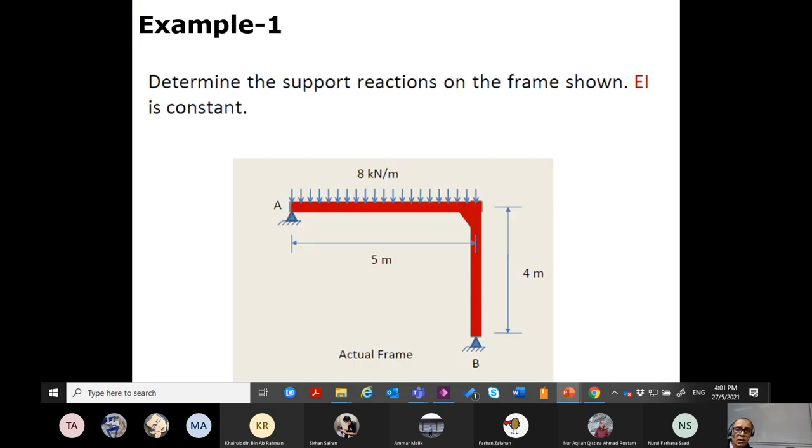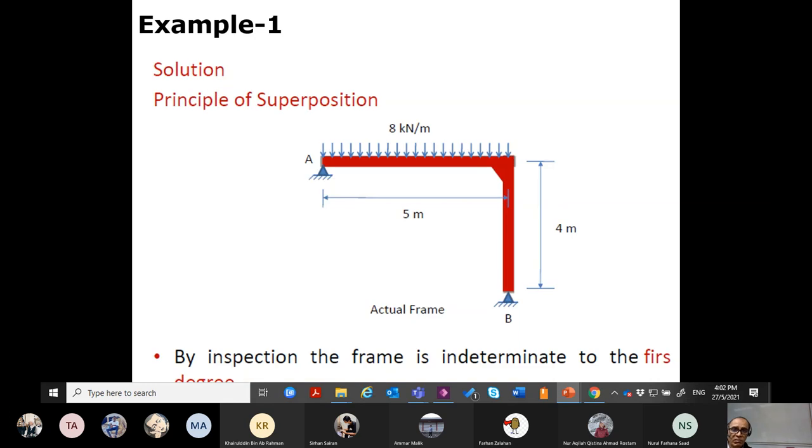In that, it was asked to determine the support reactions A and B on the frame shown, EI is constant. Which is 4 meter, 5 meter, and it is subjected to 8 kilonewton per meter onto the beam, the applied forces onto the beam. So this is the actual frame, and because there are four reactions, we can take one of the reactions as redundant.